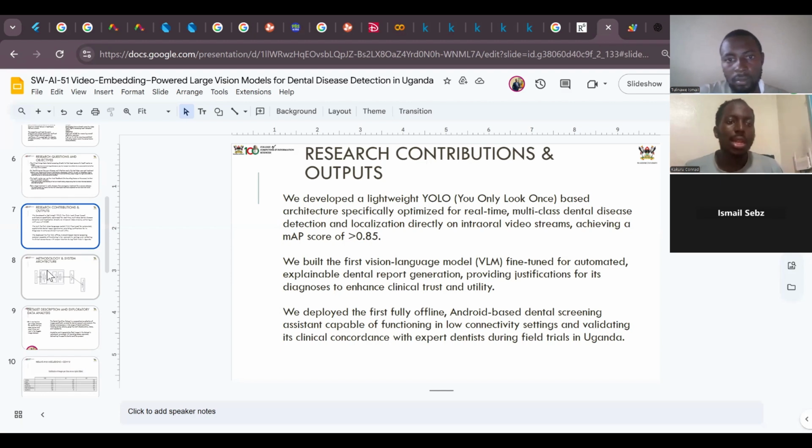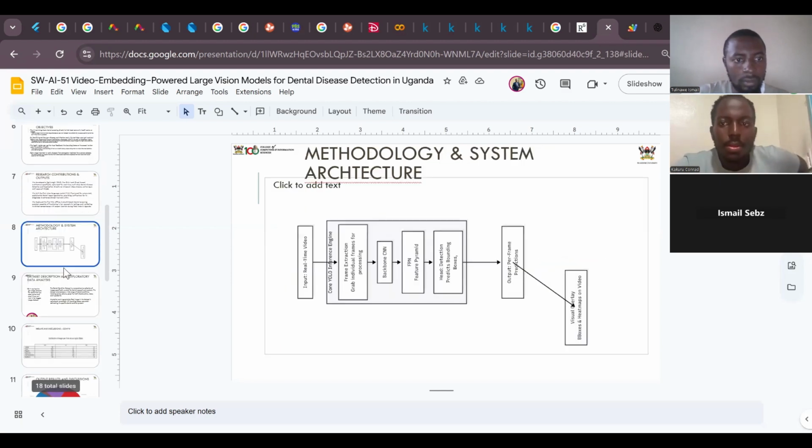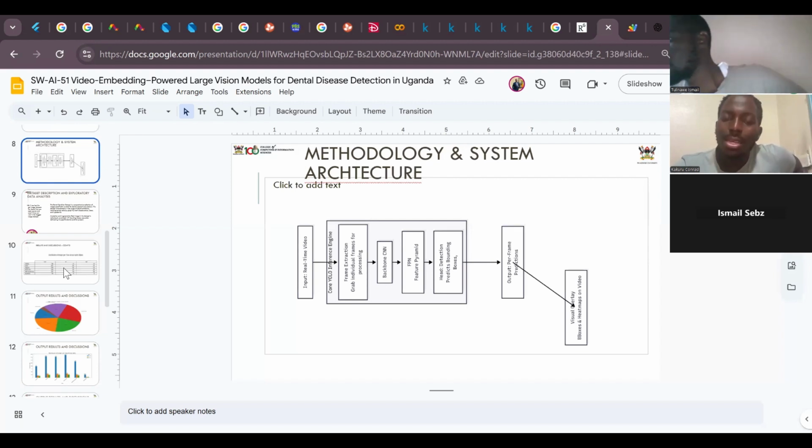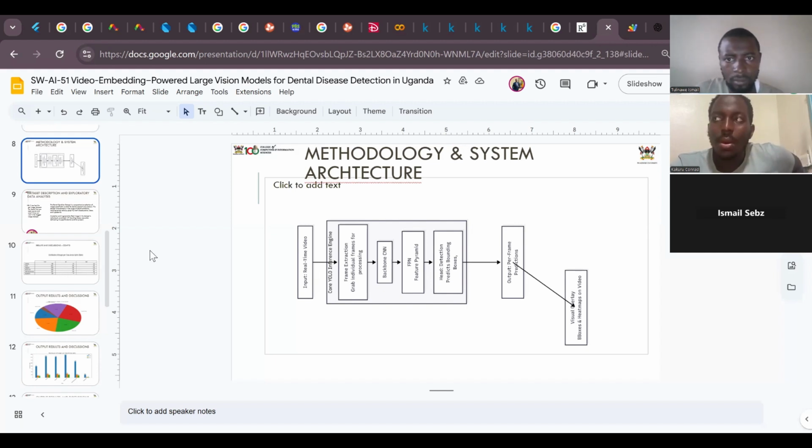So the architecture, next slide. The architecture is: one inputs real time video, then it is processed by the YOLO inference engine. It checks the features using mainly a CNN backbone, depending on how we develop the model at the moment. I think at the moment you're using CNN or ResNet. Then it outputs boxes around where the issue is, and that's put into the video directly. Next slide.